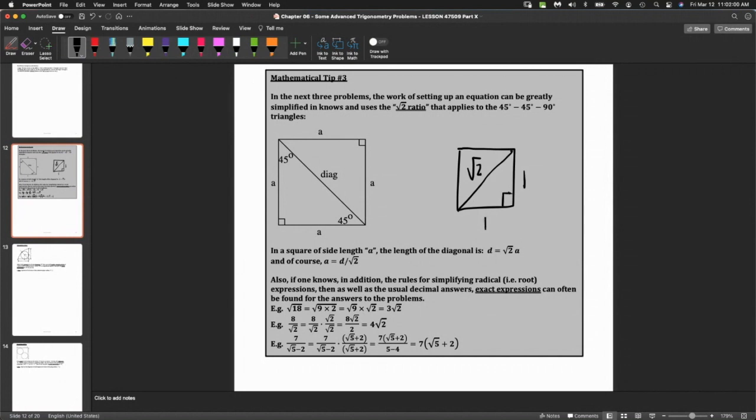Now, what's going on over here? It's a bit more advanced, but it's saying the same thing. In other words, if you have a square, and it's A and A, then the diagonal is A times root 2. So it's A times, that means A multiplied by root 2. So this is the pattern that we're going to use for some of the upcoming questions.